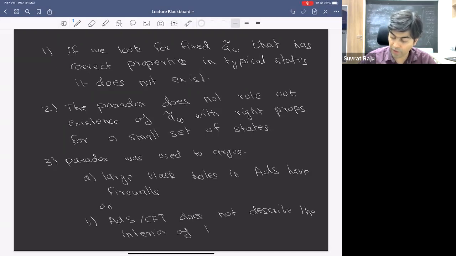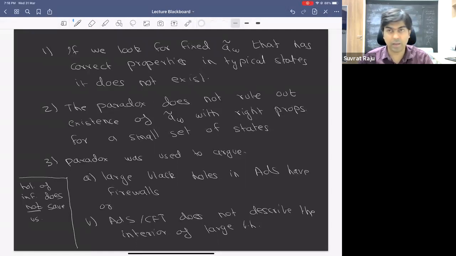So you somehow need to supplement it with some degrees of freedom before it can describe the interior of large black holes. Or if you decide we just want to take AdS CFT as it stands, then this paradox was used to argue that large black holes in AdS have firewalls. And I want to emphasize that, let me just write in a box, we had all these resolutions. We've talked about all sorts of resolutions. We talked about the holography of information, but it does not save us here. Okay. And neither do islands or anything else that we talked about.